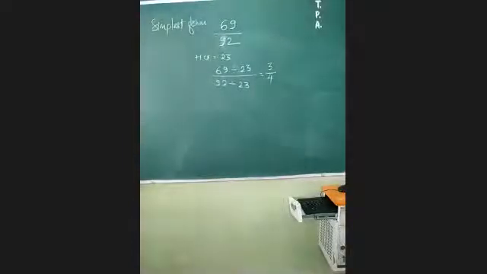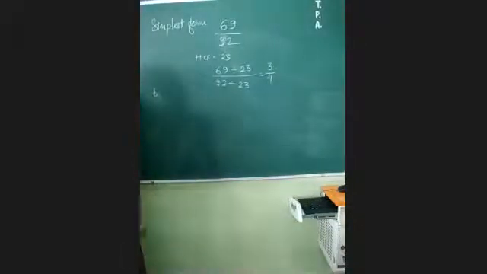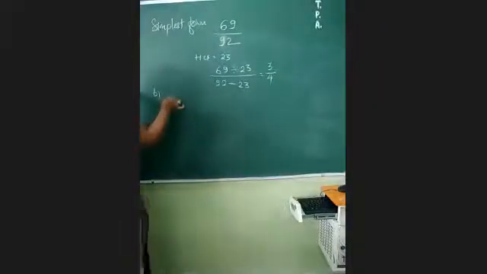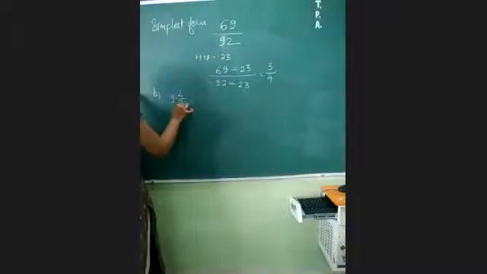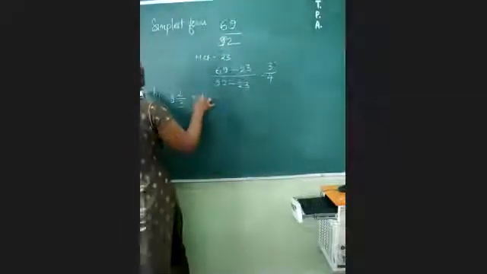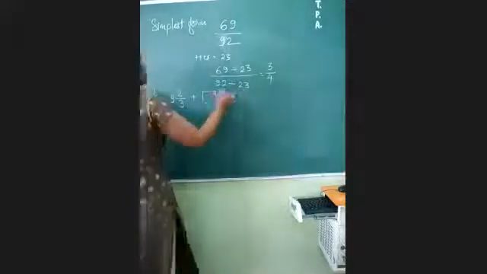Now moving on to the next question, that is question number B. Question number B is: what should be added to 9 whole 2 by 3 to get 19? We don't know what number should be added to 9 whole 2 by 3 to get 19. So we will do the simple process which I am telling you.